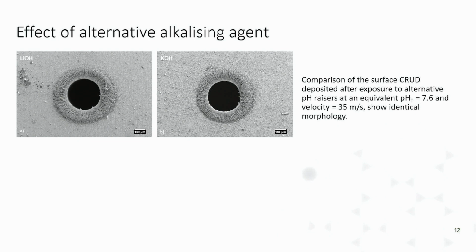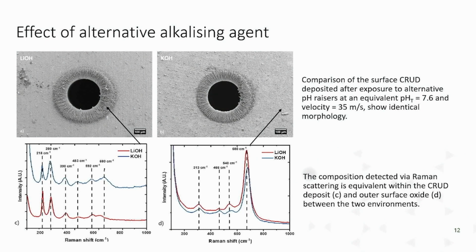Some of the preliminary studies that we've seen show that at the equivalent pH and equivalent flow velocity through the orifice, we see a very similar deposit again. Again, this same highly ordered deposit in the proximity of the orifice edge is shown, and the composition measured via Raman is pretty much equivalent as well. In the outer surface, we get this strong magnetite peak, and then in the CRUD deposit, we get a hematite peak here, but this is most likely due to a laser-induced transformation of magnetite into hematite that's known in the literature.